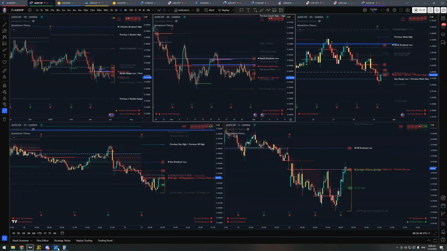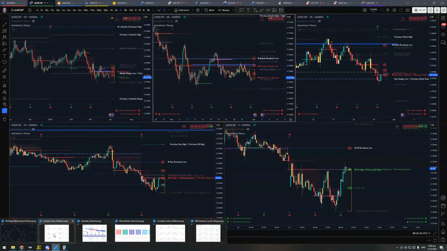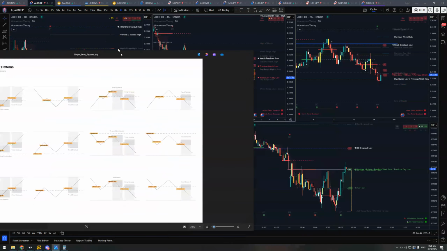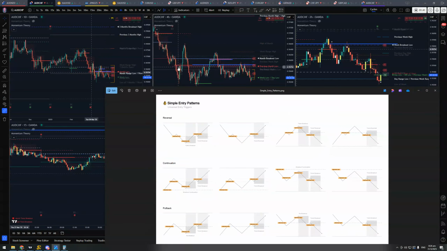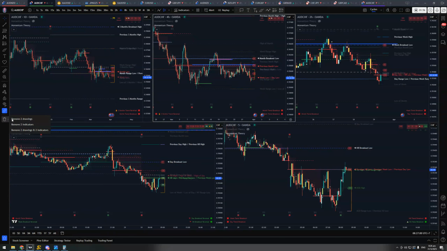Let me show this on the simple entry patterns here. It's a pullback one, breakout below, flip that breakout level, faked out the high, that's a fake out retracement, and then now we're in re-breakout over here, and then getting below that previous week low is a trend breakout. So that's what I'm looking at.